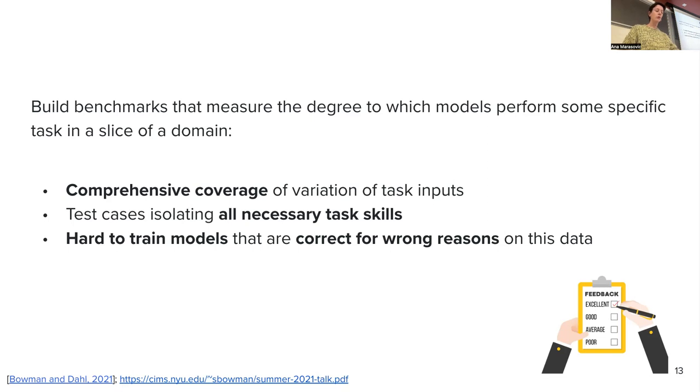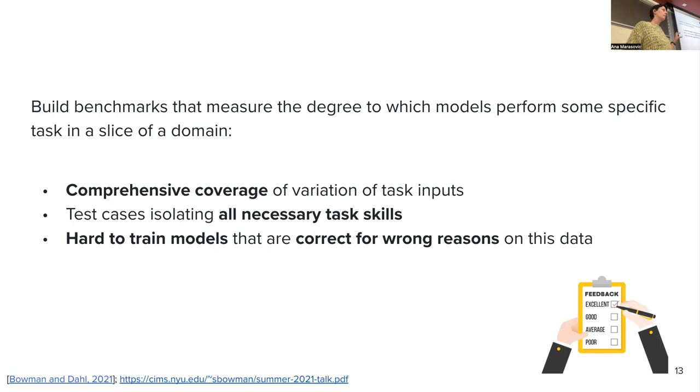And finally, you want to develop benchmarks such that if you have a train-test split of that data, and you train the model on the training data, you want it to be hard for the models to be correct for wrong reasons in these data sets. Meaning, remember those data shortcuts, and I'll come to data shortcuts in a moment. You just want to avoid collecting data with systematic gaps where models can pick up on shortcuts that are not really how they should be solving the task.